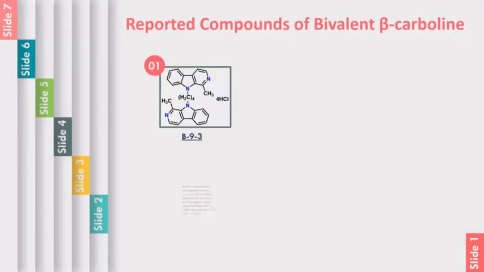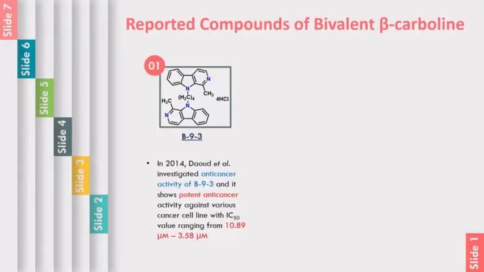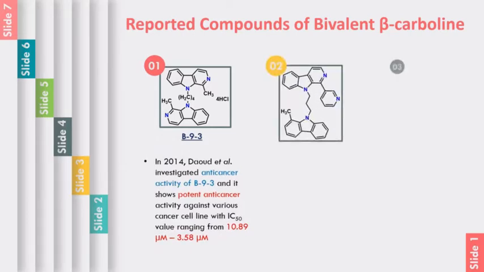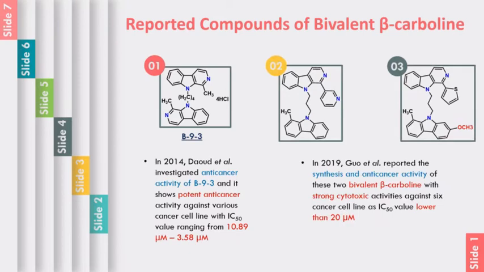The reported compounds of bivalent beta-carboline. In 2014, the bivalent beta-carboline B93 has shown a potent anti-cancer activity against various cancer cell lines with IC50 values ranging from 10.89 micromolar to 3.58 micromolar. While in 2019, 2 beta-carboline derivatives were reported to have strong cytotoxic activities against 6 cancer cell lines, with IC50 values lower than 20 micromolar.